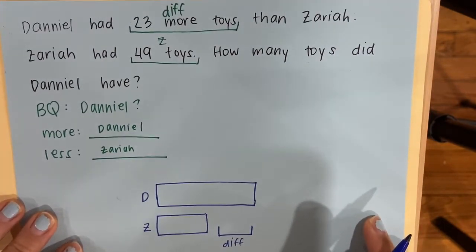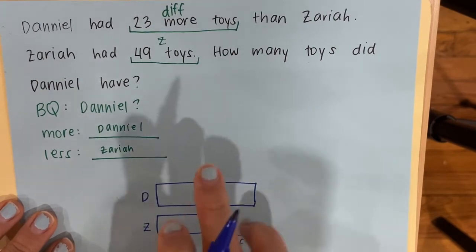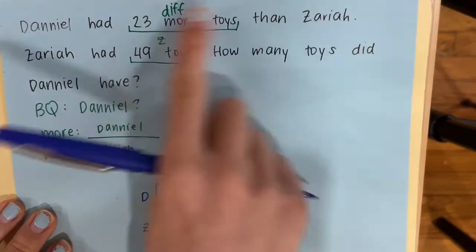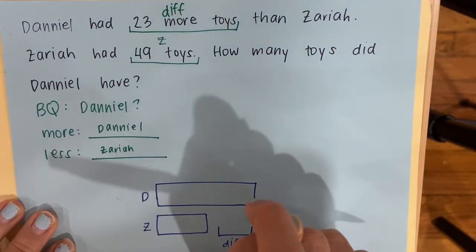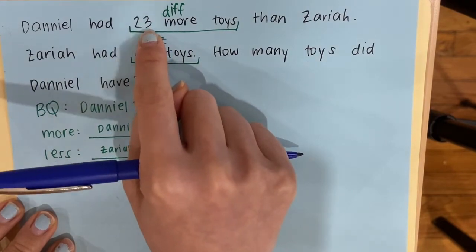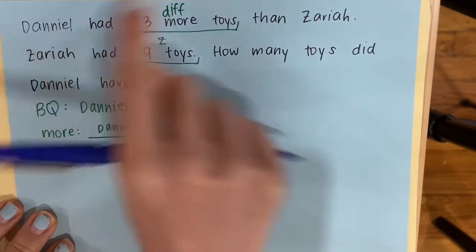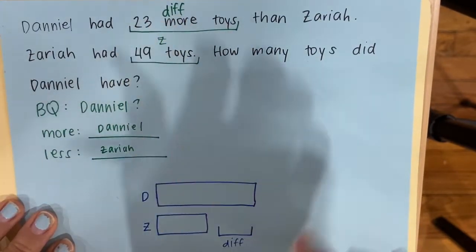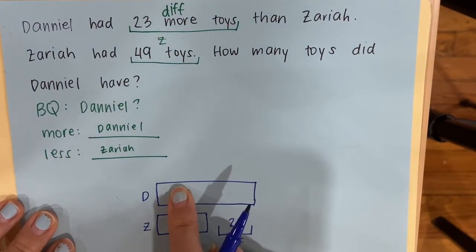Okay, now I can fill in my numbers. Daniel, do I know how many Daniel had? Let me read it. Daniel had 23 more toys than Zariah. Did some of you put 23 for Daniel? That is incorrect because this 23 doesn't belong to Daniel. That's just the more toys he had than Zariah. That means the 23 is the difference. So I'm actually going to put 23 right over here where it says difference, not where it says Daniel.